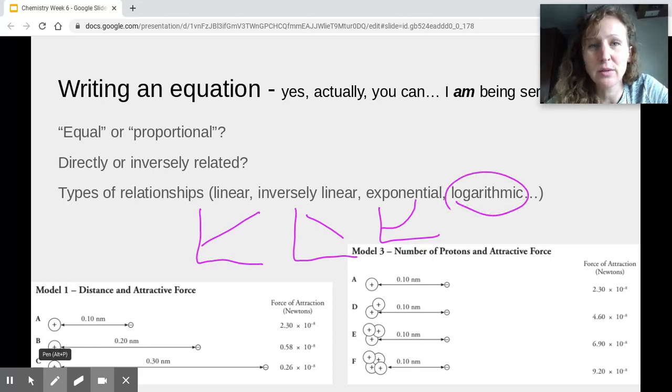So a logarithmic graph is not something we're going to deal with this year in chemistry. We will deal with logs in AP chemistry. So that's something you can look forward to next year when you take AP chemistry with me. What does a logarithmic graph look like?